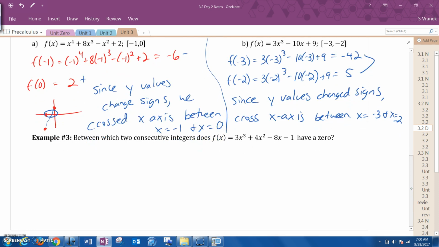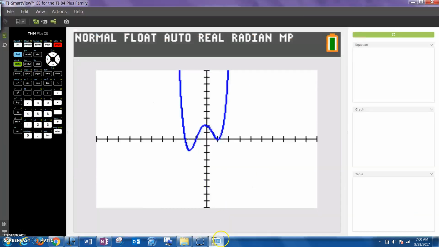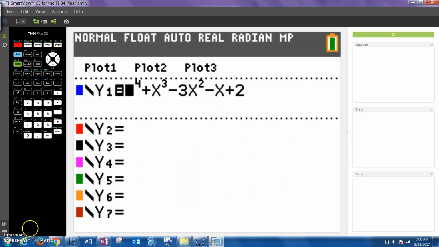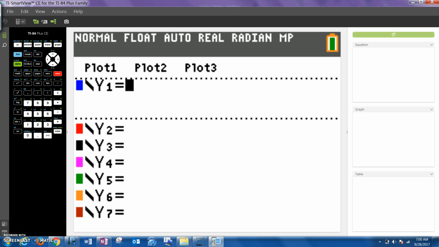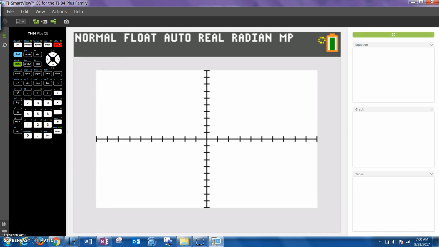So for this one, let's just look at a graph for example 3. Between which two consecutive integers does the graph have a 0? So let's graph this and see. I should probably clear this whole thing out. 3x cubed plus 4x squared, forgot my plus, minus 8x, and then we got the minus 1. And I forgot my minus. There we go. Alright, let's take a look at this graph.